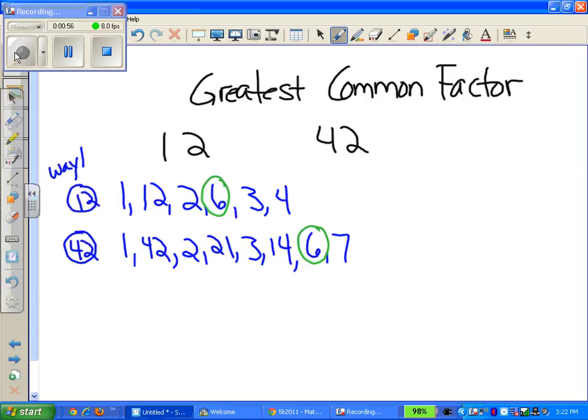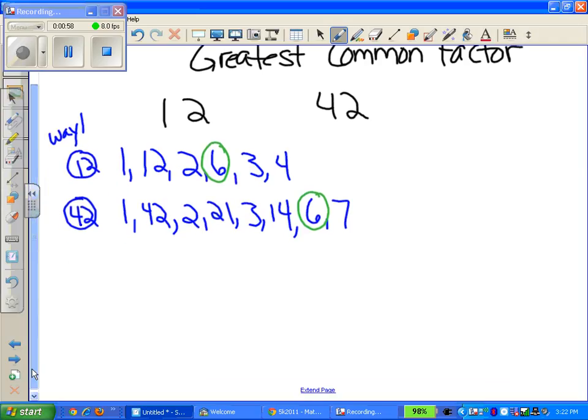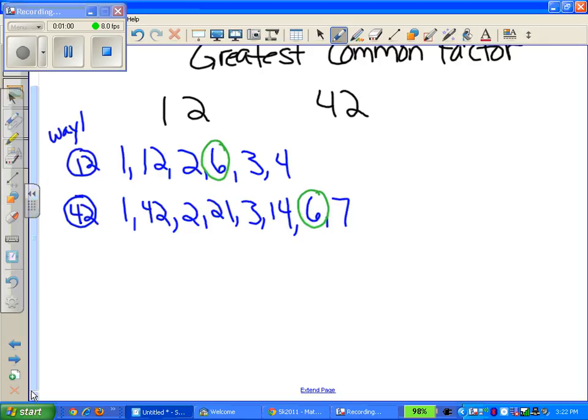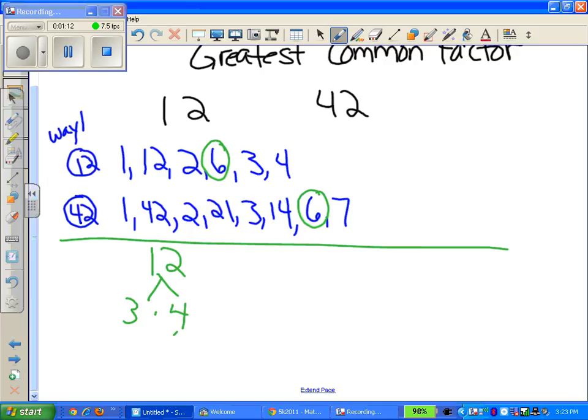The other way I can find out the greatest common factor is by using the factor tree. So we're going to factor 12. So let's take a look at 12, and I can do 3 times 4. 3 is prime. 2 times 2. Now that all these numbers are prime, 3 times 2 times 2.